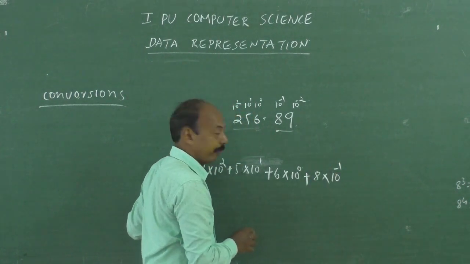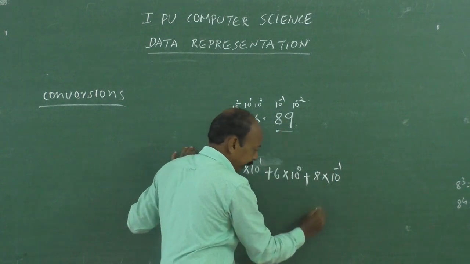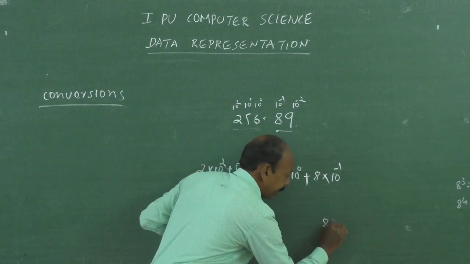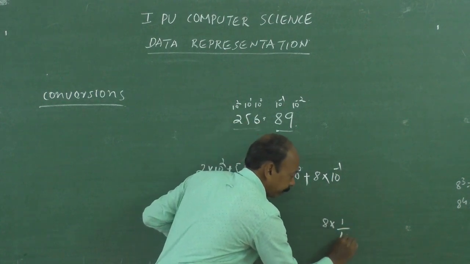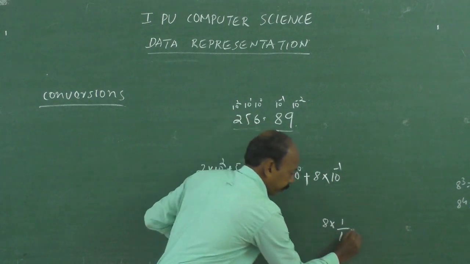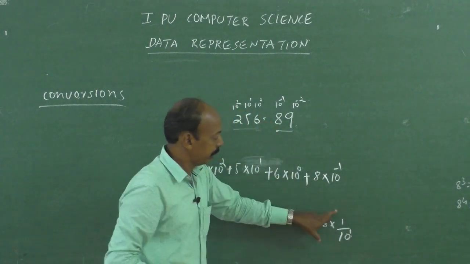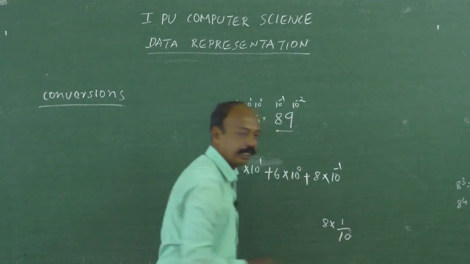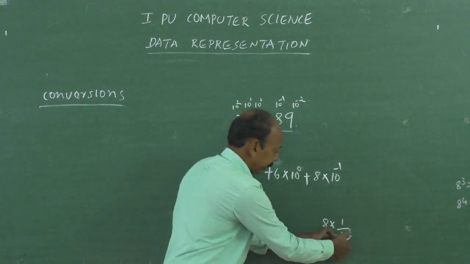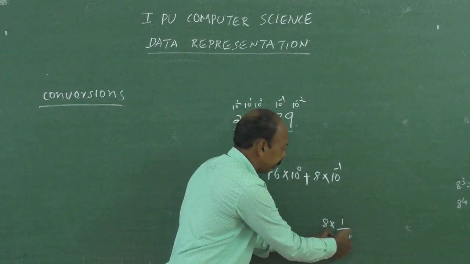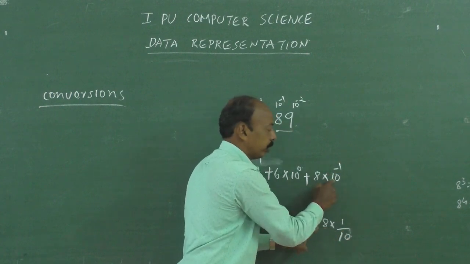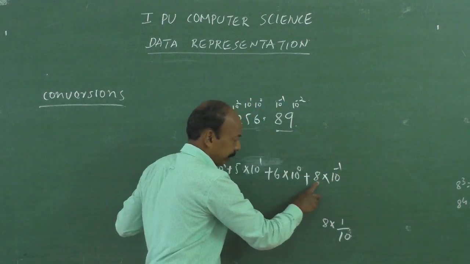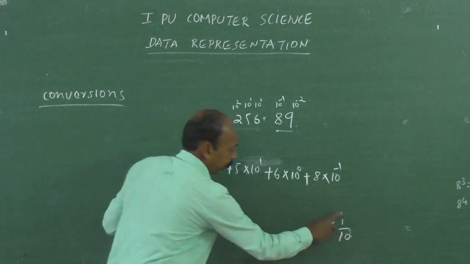What does it mean? This could be written as, I will write it here just for your understanding, 8 into 1 by 10. That is 10 to the power 1, 1 by 10 to the power 1, which is nothing but 10 itself. So when you get this 10 from the denominator to the numerator, it becomes 10 to the power 1. The meaning of that is 8 into 1 by 10.